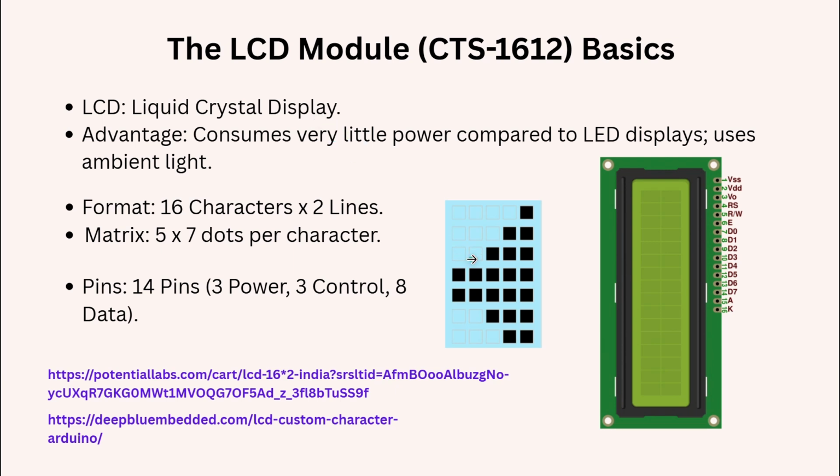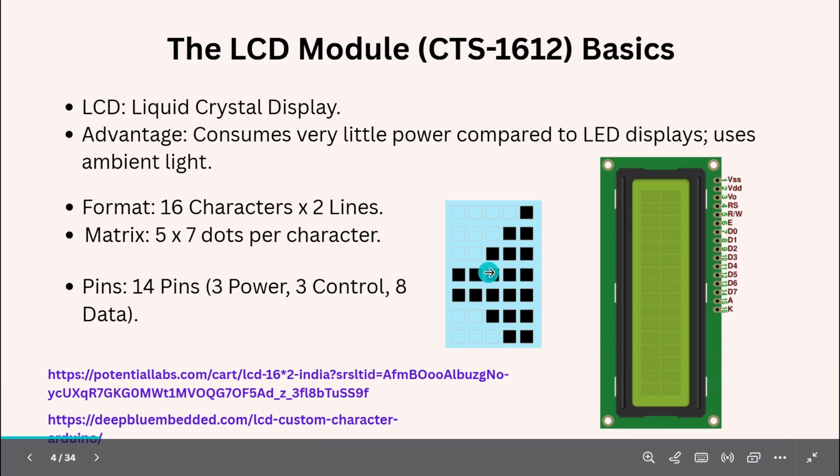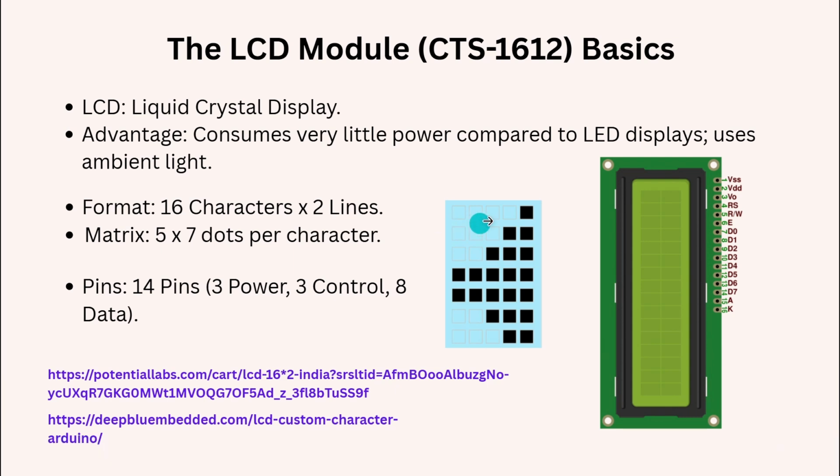Also, the CTS 1612 is a character LCD, which means it can only display a certain set of characters and shapes, which can be specified through their ASCII codes. Unlike a graphical LCD, where we can display any kind of animation, that is not possible in this LCD module. The matrix consists of 5 by 7 dots per character. Each character cell consists of a grid of 5 columns and 7 rows of tiny liquid crystal dots. The controller uses this dot matrix to draw the shape of each character.